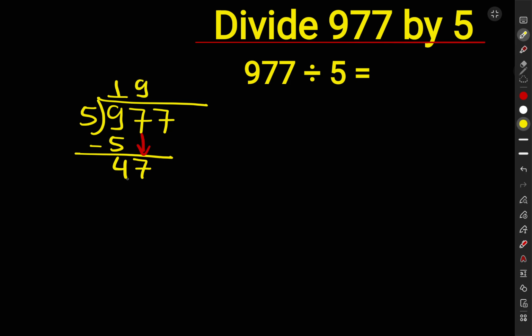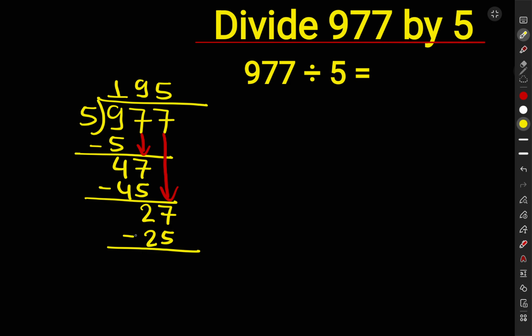5 times 9 is 45. On subtracting we get 2. So again we put down this 7 and it is 27. 5 times 5 is 25. On subtracting we get 2.